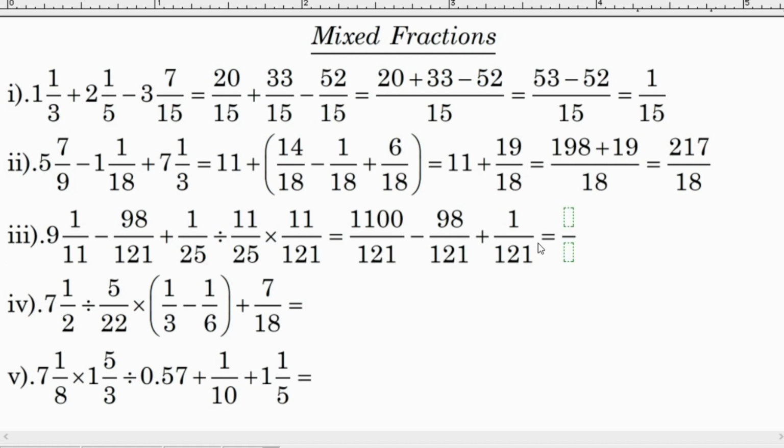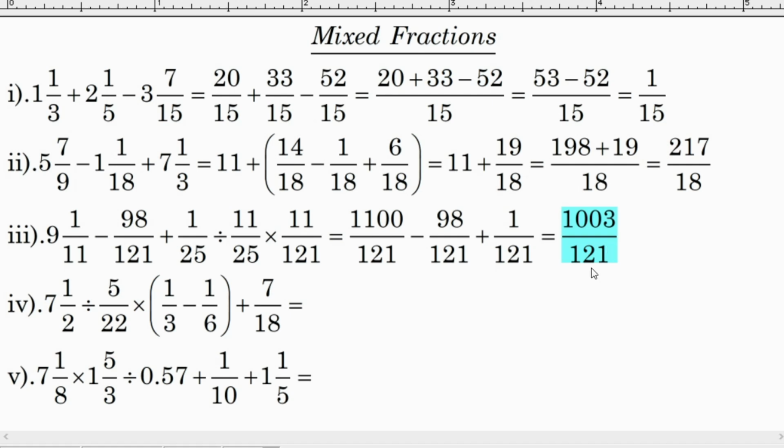What we have to do here, we have to put the same common denominator 121, take the numerator minus and then plus 1. So the answer would be 1100 minus 98. That will be equal to 1002, and then plus 1. So that will be 1003. So here is the final answer.